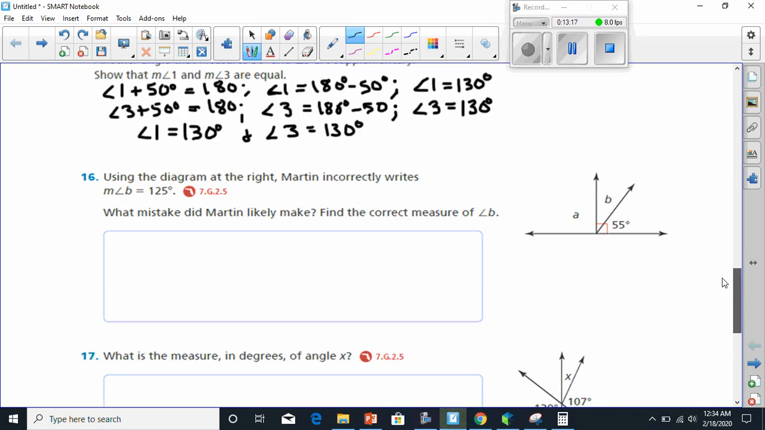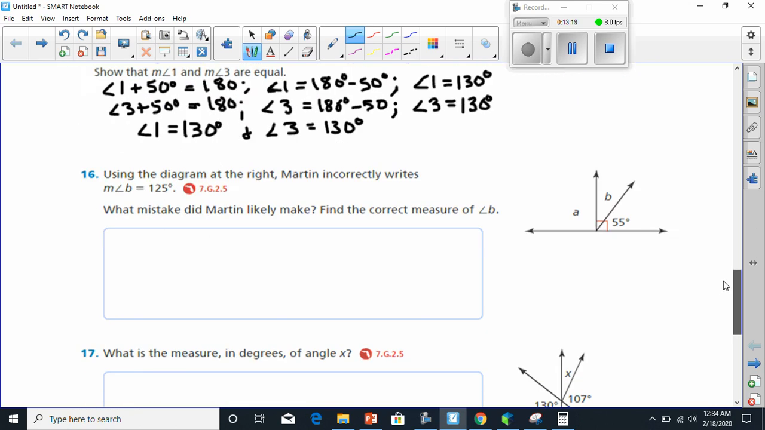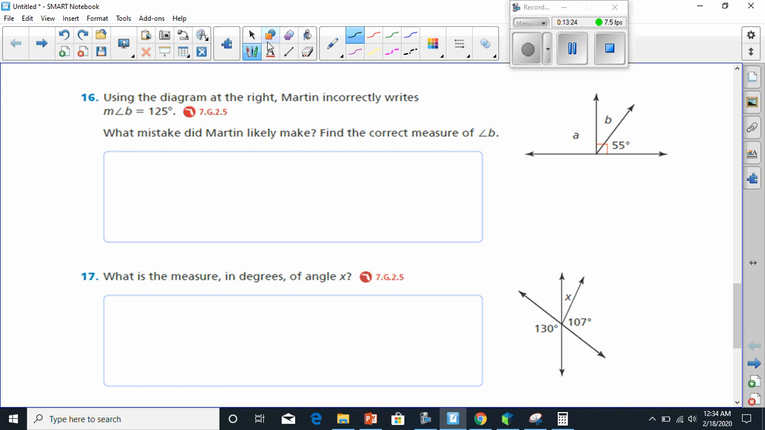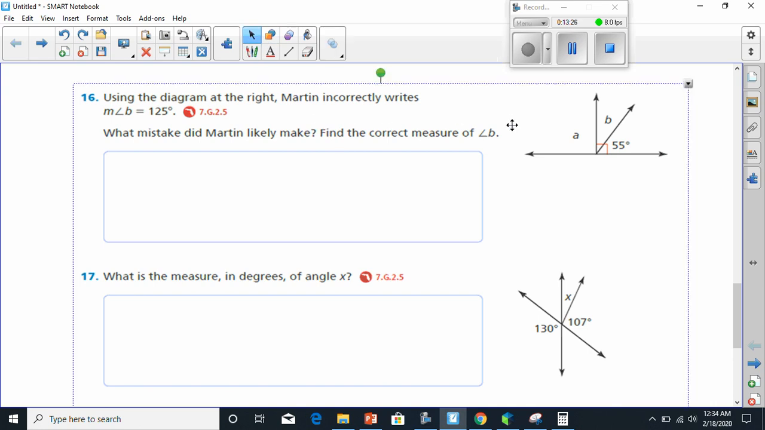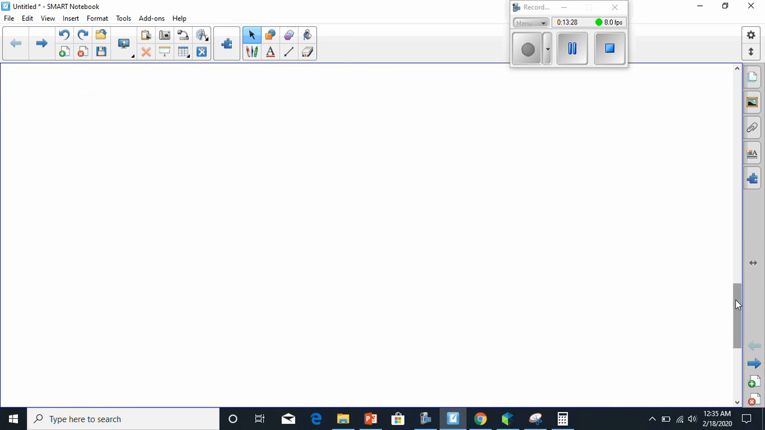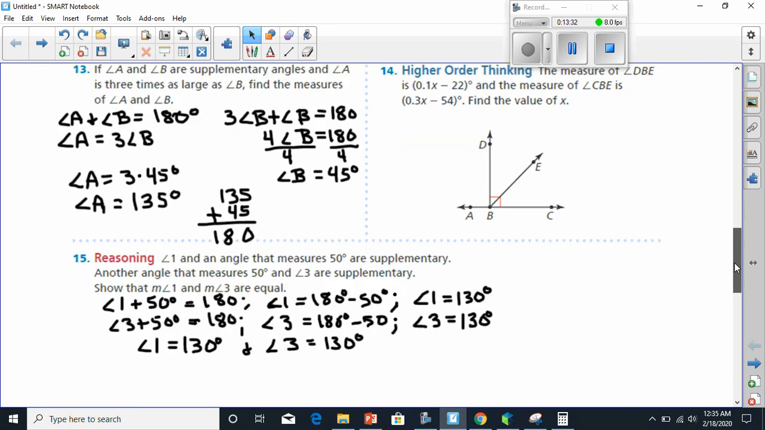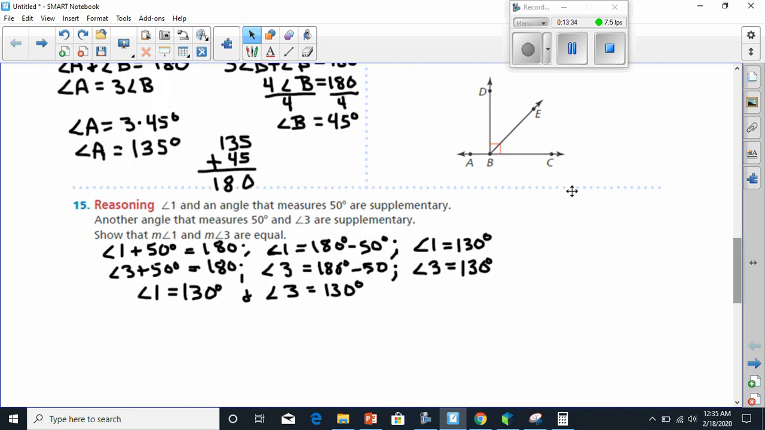I double checked and realized that number 15 was the last one we were going to be doing. 16, 17, and 18 were not a part of the homework, so I'm taking them off there. 15 was your last one. So I guess I'm done, and good luck with the ones that you had. I'll see you in class.